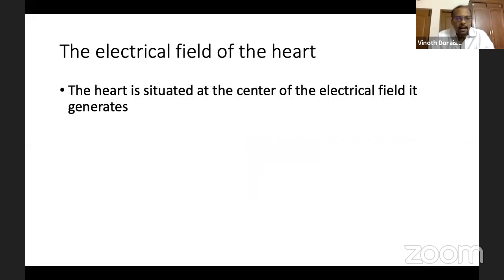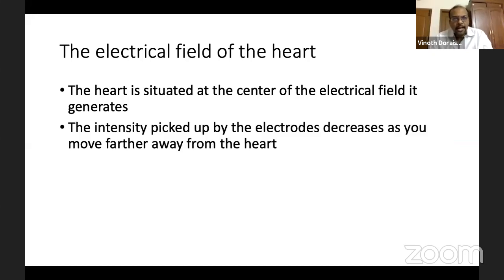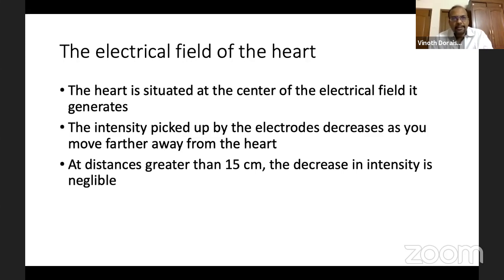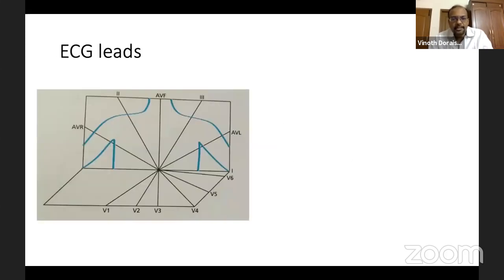As I said, the heart is situated at the center of the electrical field it generates. And as you put the electrodes farther and farther away from the heart, the intensity which is picked up, that is the amplitude of the ECG picked up, will decrease. But greater than 15 centimeters, the decrease in intensity is negligible.